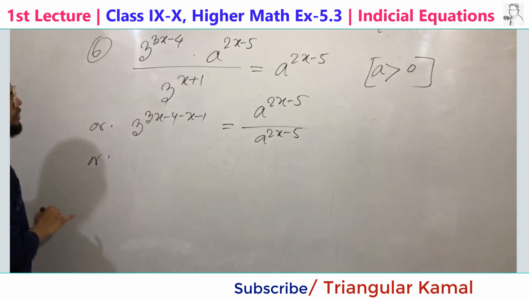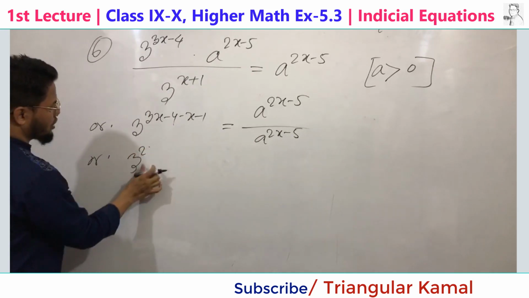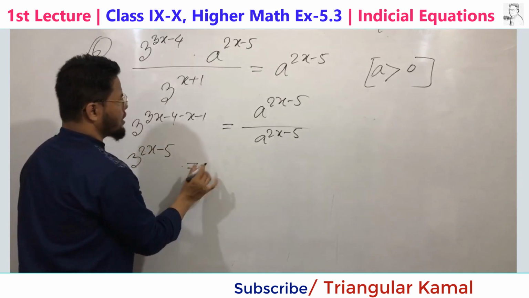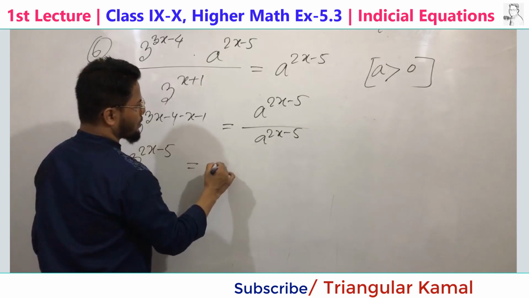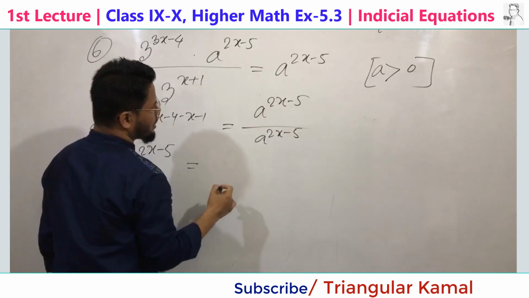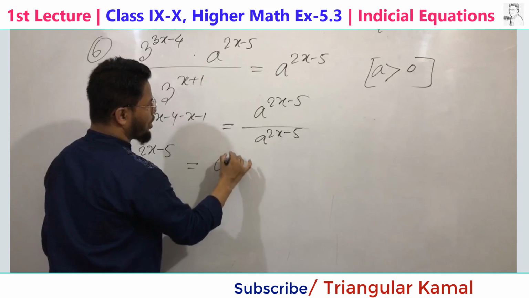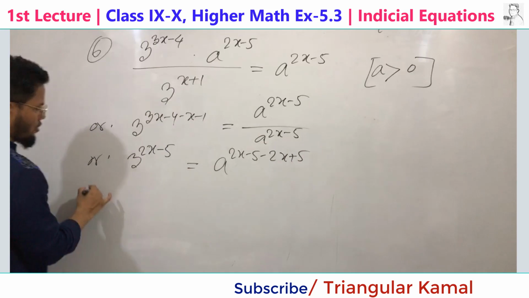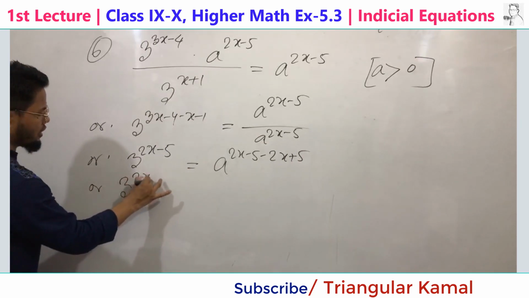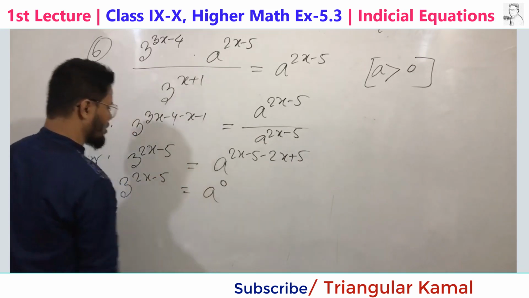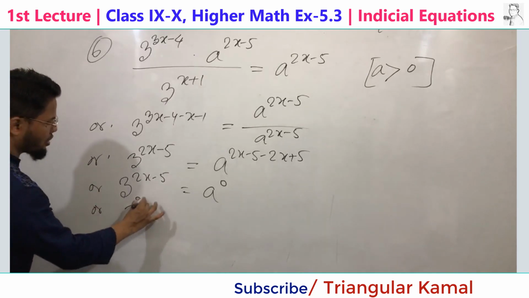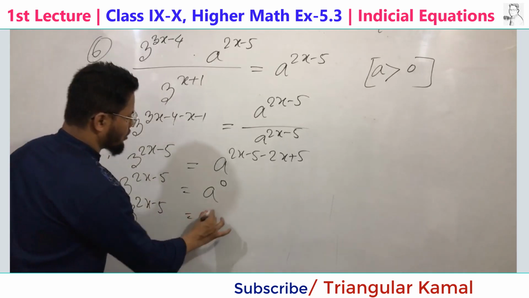So what we see here is 3 to the power 2 times x minus 5, and here, just doing a simple calculation, we can write a to the power twice x minus 5 minus twice x plus 5, or 3 to the power twice x minus 5 equals a to the power 0. A to the power 0 is 1, and 3 to the power twice x minus 5 equals 1.